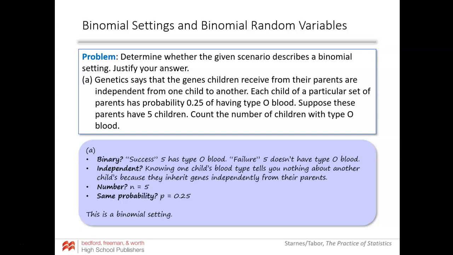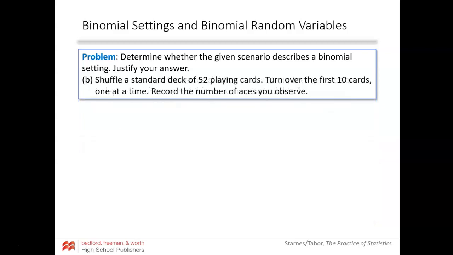Is it independent? Yes, we were told specifically in this problem that the genes that you receive from your parents are independent from one child to the next. The number: we know ahead of time that there's 5 children we're looking at, so that's the fixed number. And then is it a fixed probability? Yes, every single child has a 25% chance of having type O blood. So this is indeed a binomial setting. As far as justifying your answer, you have to go through BINS. Yeah, you gotta say all of them.